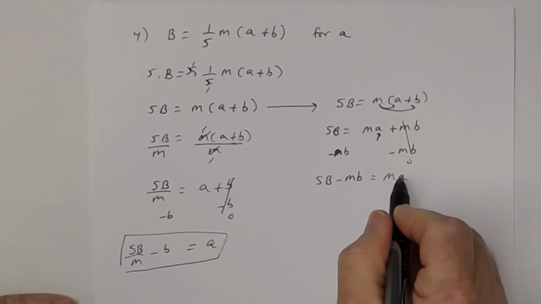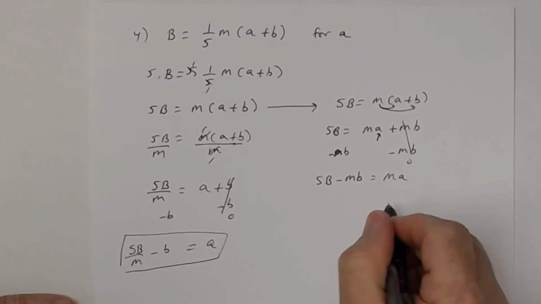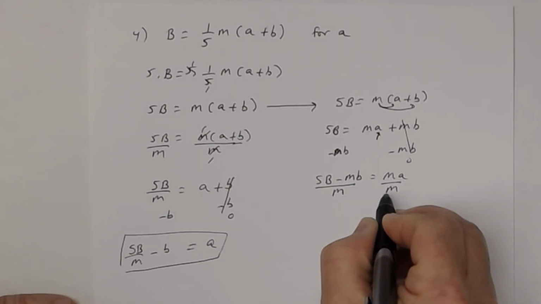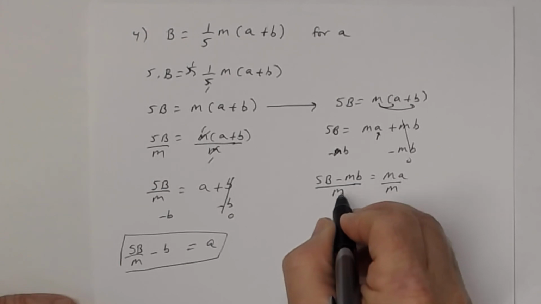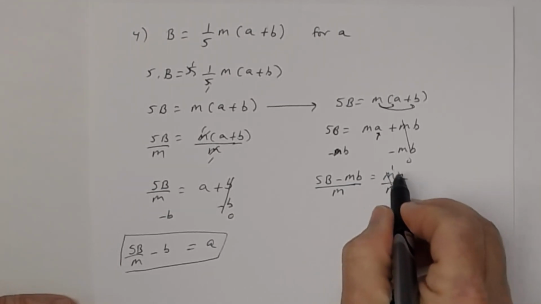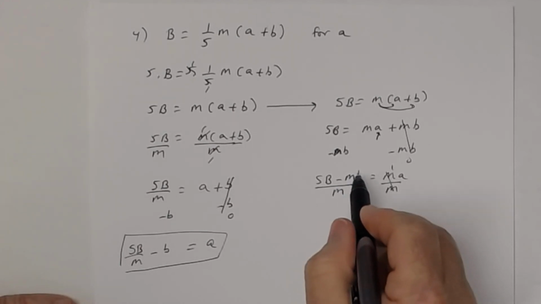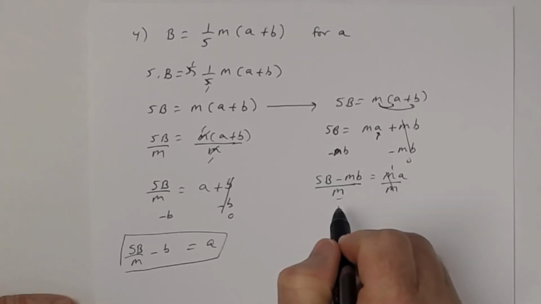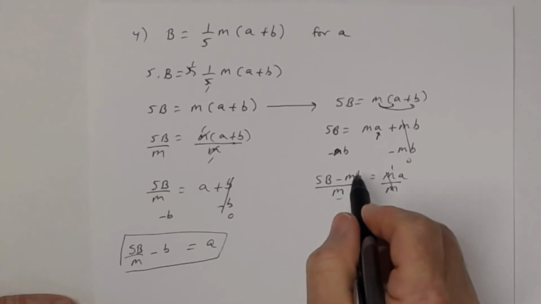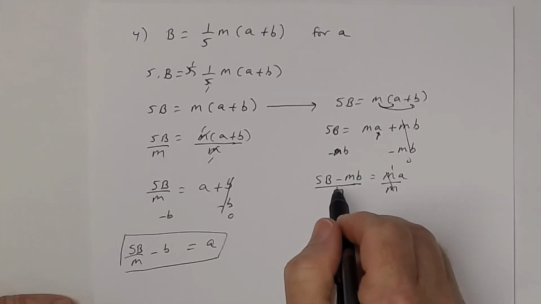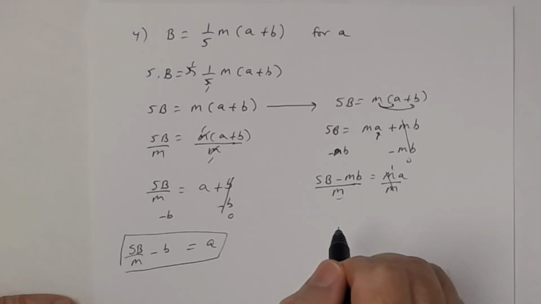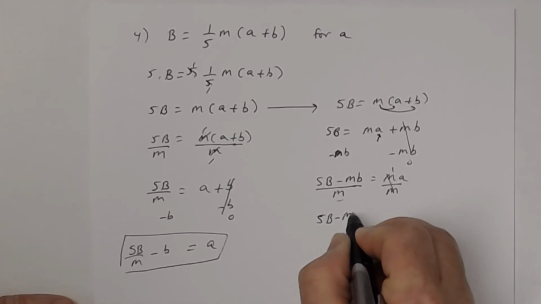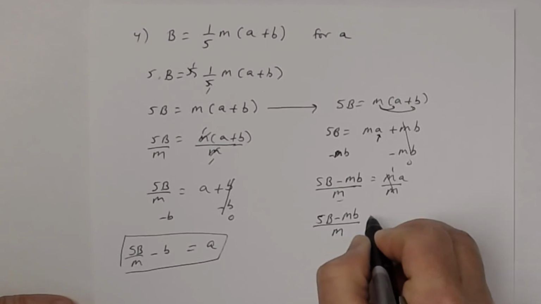And then to get a by itself, right now a is multiplied by m, so the opposite is to divide both sides by m. What you do to one side, you do to the other. Notice that all of this is being divided by m. These m's right here divide out. And now be careful, don't divide these m's here because this m is also being divided into 5 times B. So be careful. This is mathematically incorrect if you divide those m's out, because that m is also being divided into 5B. So I get 5 times capital B minus m times lowercase b, divided by m, is equal to a.